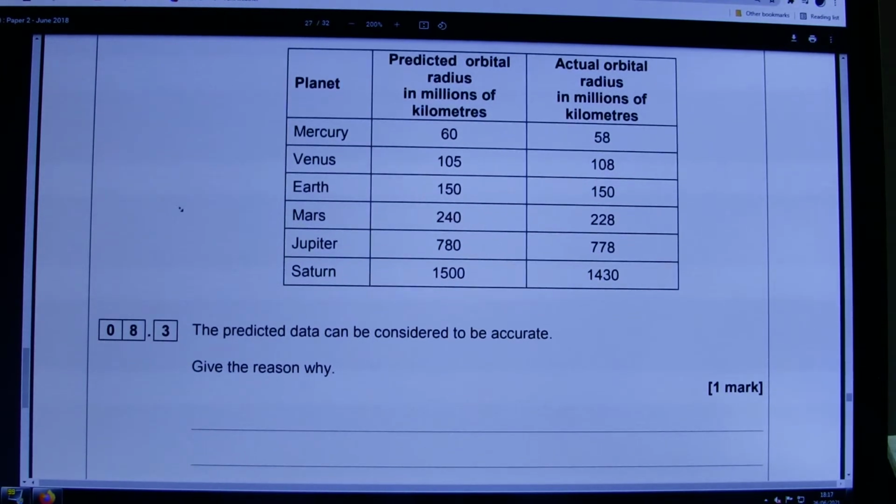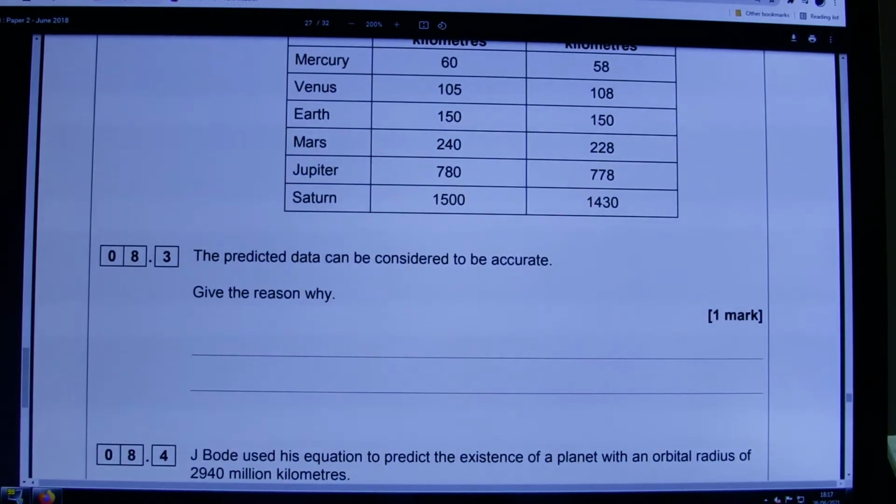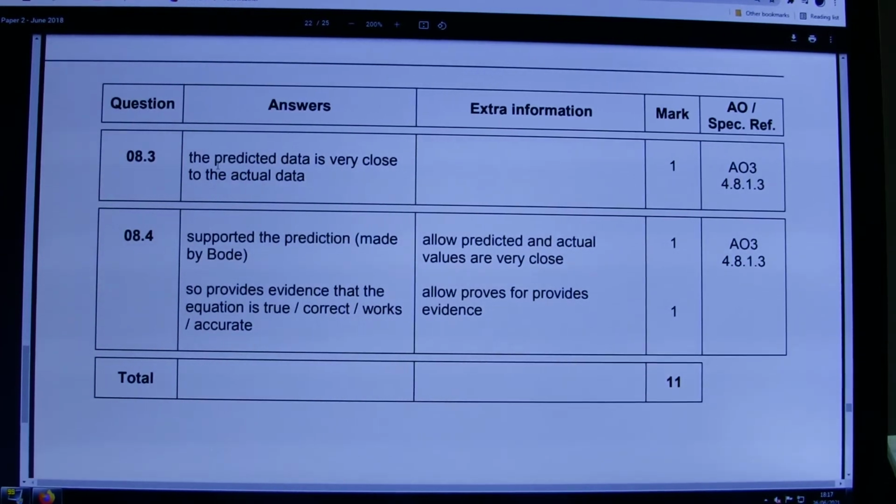The predicted data can be considered to be accurate. Give the reason why. The predicted data is very close to the actual data. Yeah, that's a good definition of accurate. Supported the prediction by our model, so provides evidence that the equation is true, correct, works, or accurate. That's bad grammar, dude. It provides evidence that the equation is true, or correct, or works, or accurate. So it is true, or it is correct, or it is works, or it is accurate. The equation is works. All your base are belong to us.